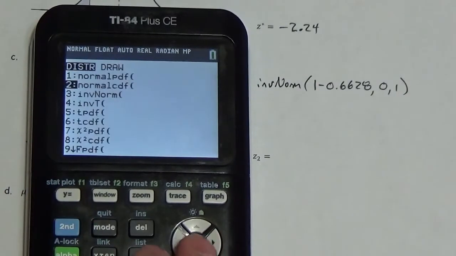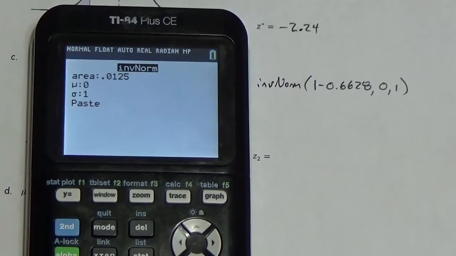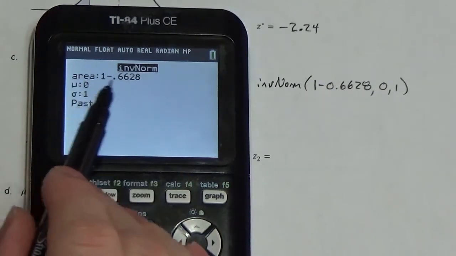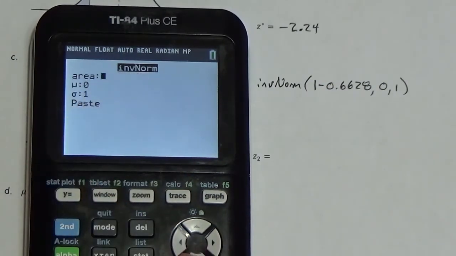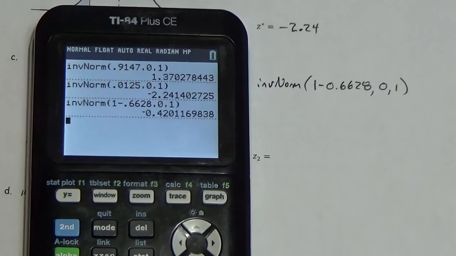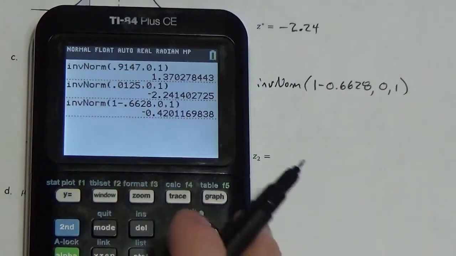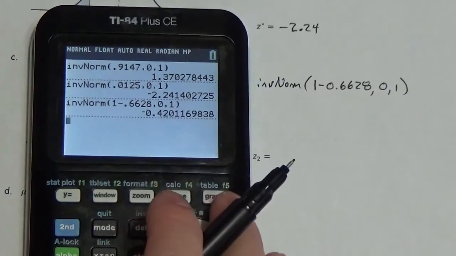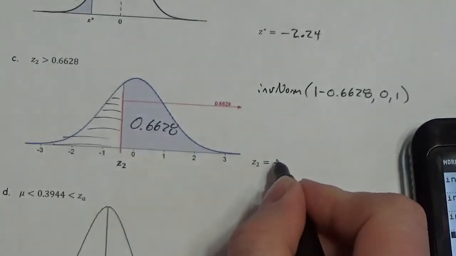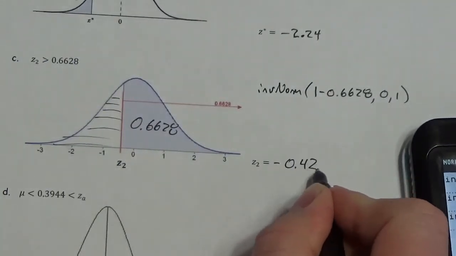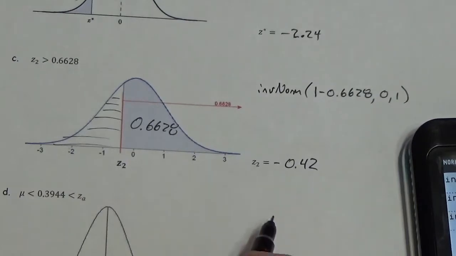So go to my distribution menu, grab the inverse norm. This is going to be 1 minus 0.6628. And the nice thing is you can actually write that expression, and the calculator will do that for you. Whoops, I don't know why I deleted that. 1 minus 0.6628, sorry, down 1. The mean is still 0, the standard deviation is 1. And I'm getting negative 0.4201. Or to the nearest hundredth, I believe, is what they've been asking for, just negative 0.42.